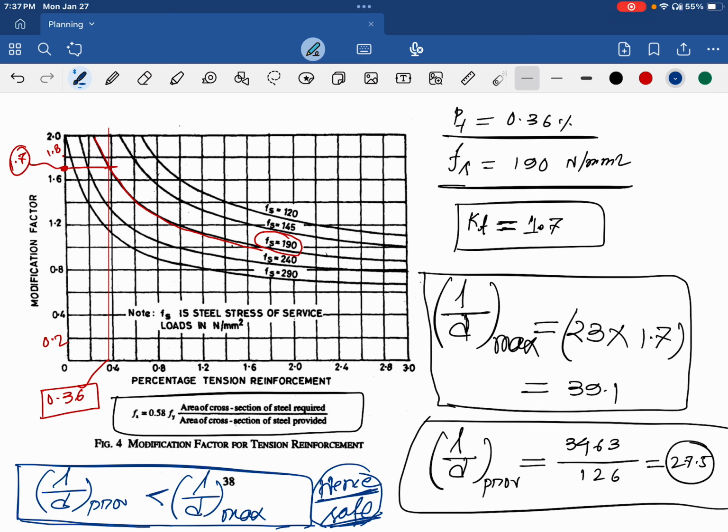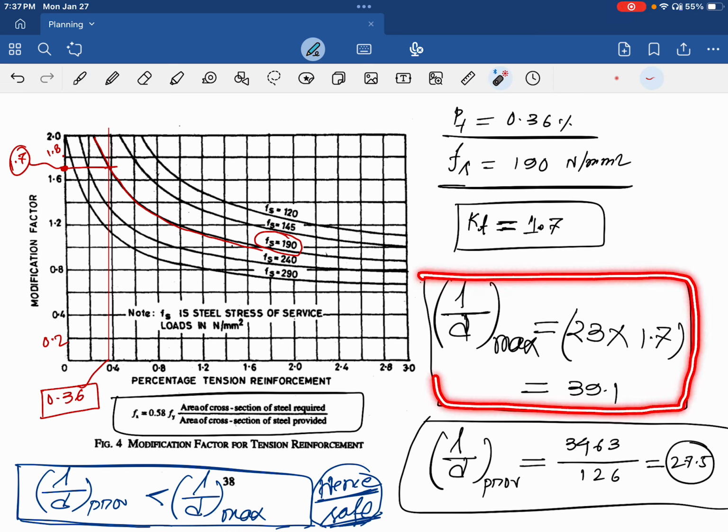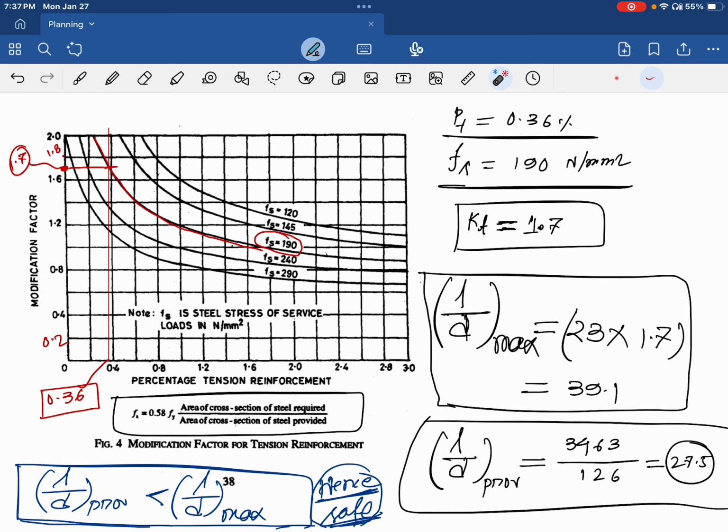So I hope you understood this calculation. Basically what you have to do, you need to calculate L by D max, the maximum allowable span to effective depth ratio, based on whatever reinforcement we have provided after the design and whatever service stress of steel is coming from our design calculations. Just calculate the modification factor Kt, multiply with the basic value, and we'll get the L by D max.